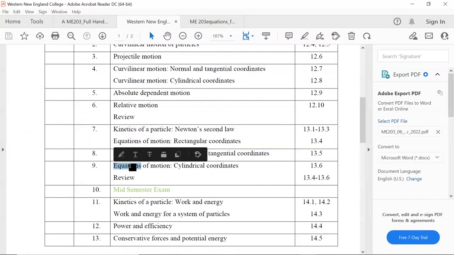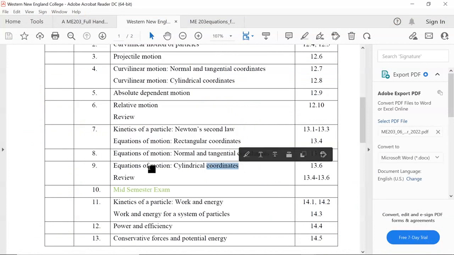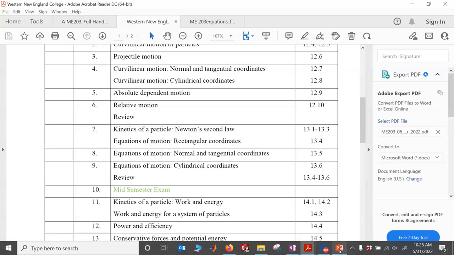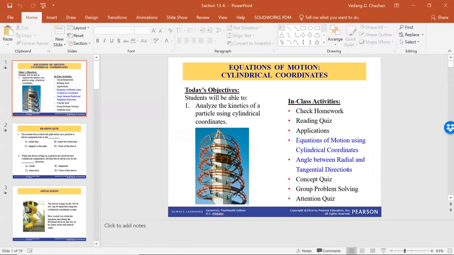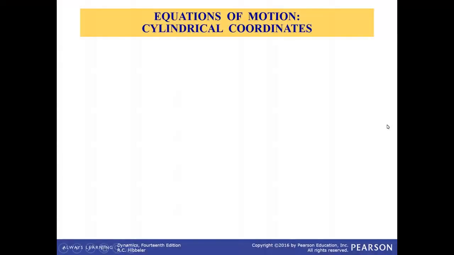Topic 13.6 Equations of motion in cylindrical and polar coordinate system. Chapter 13. Equations of motion, cylindrical coordinates.